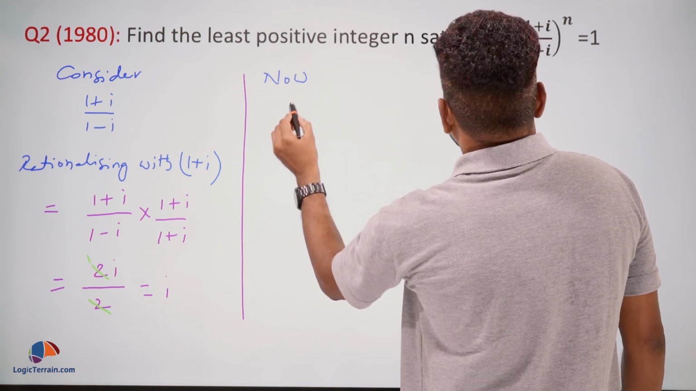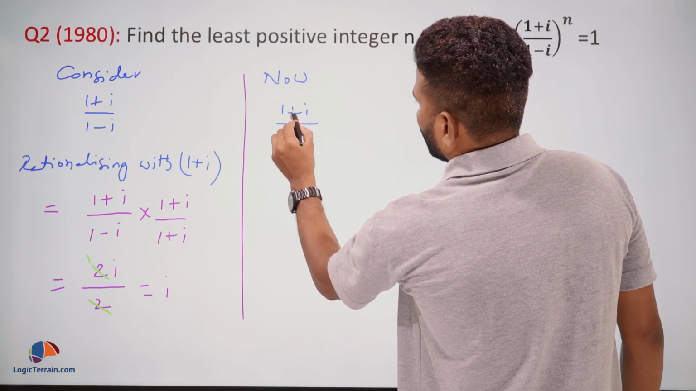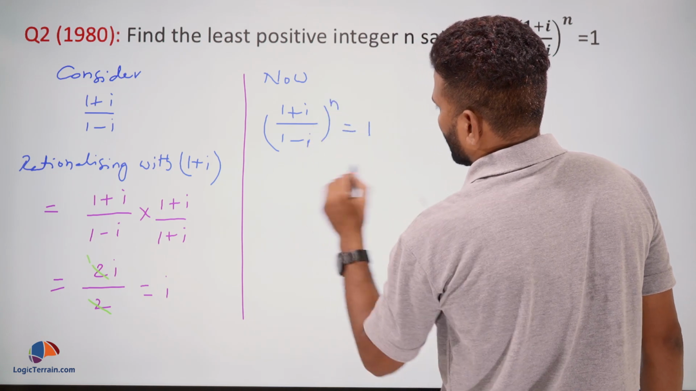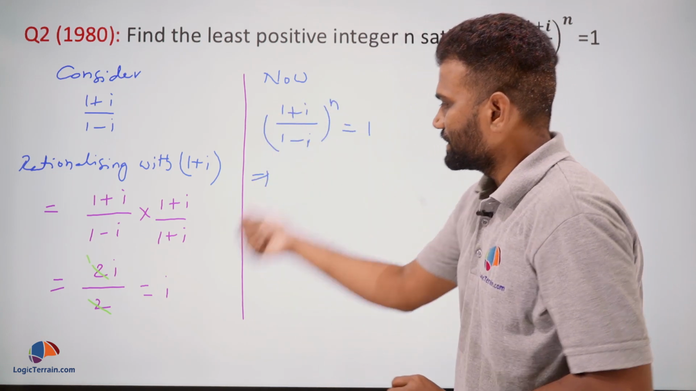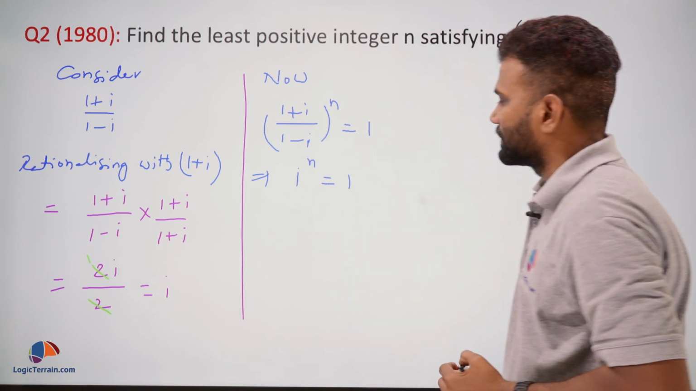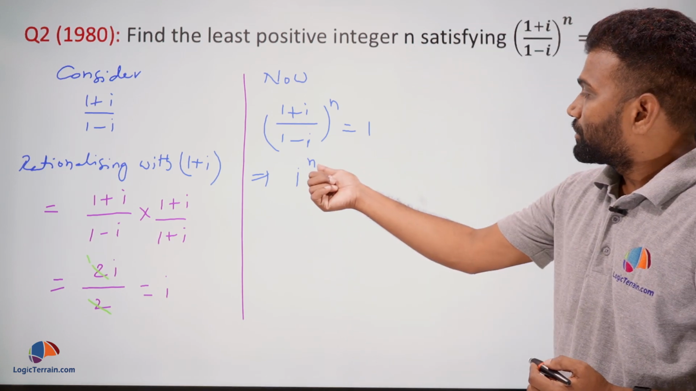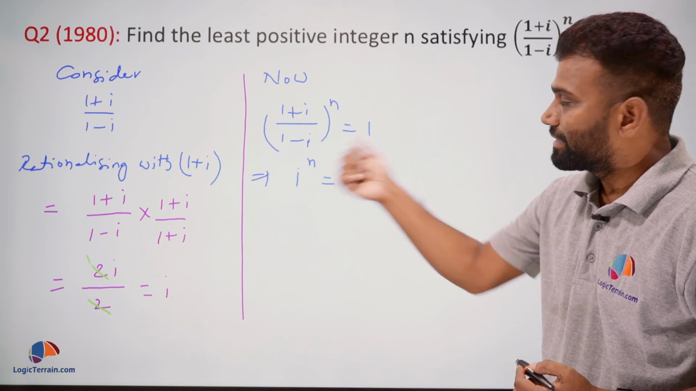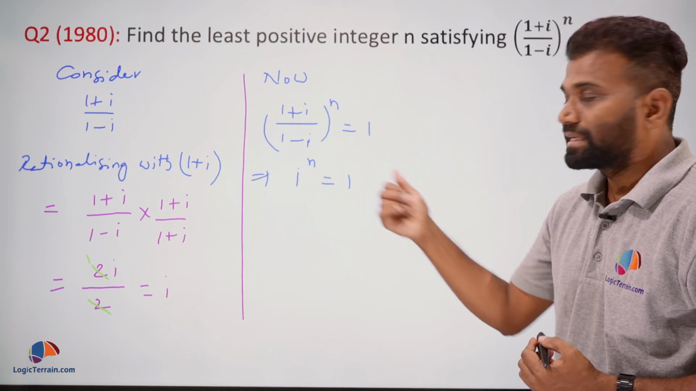Now (1 + i)/(1 − i) whole to the power of n is equal to 1, and we got this value as i. So i to the power of n is equal to 1. Now we have to find the least positive integer value of n whose value becomes 1.